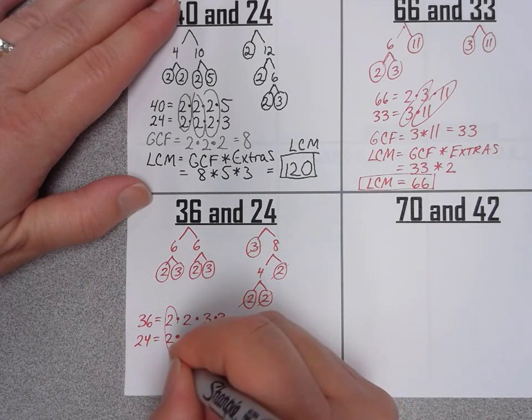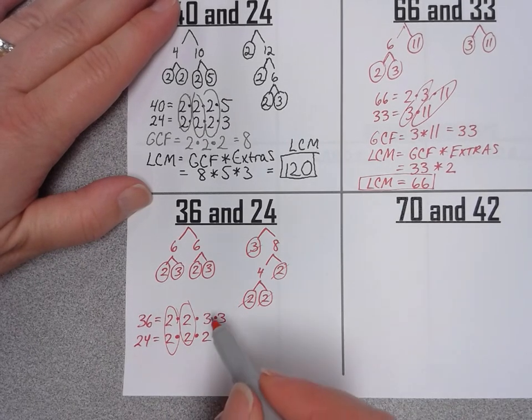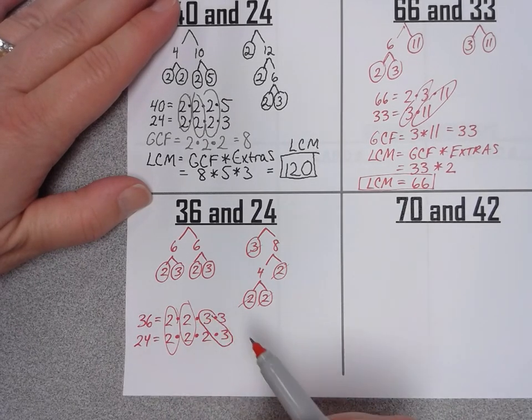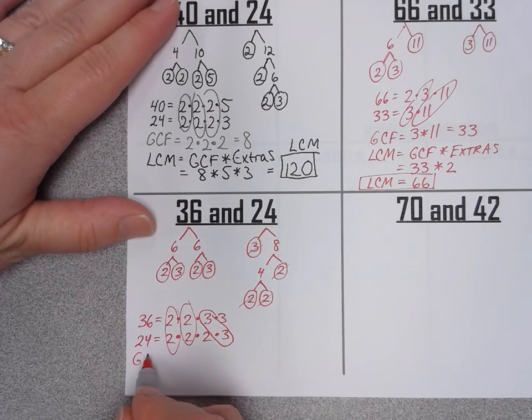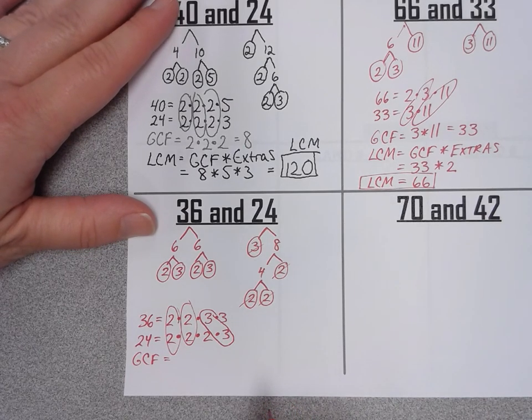Well, I want the numbers to appear in both 36 and 24. So I notice they both have a 2. They both have another 2. How about here? They both have a 3. Or you could circle these 3s instead. I think we're ready. You are helping me find the greatest common factor. Those pairs really get me to the biggest number that I could divide into both of these.